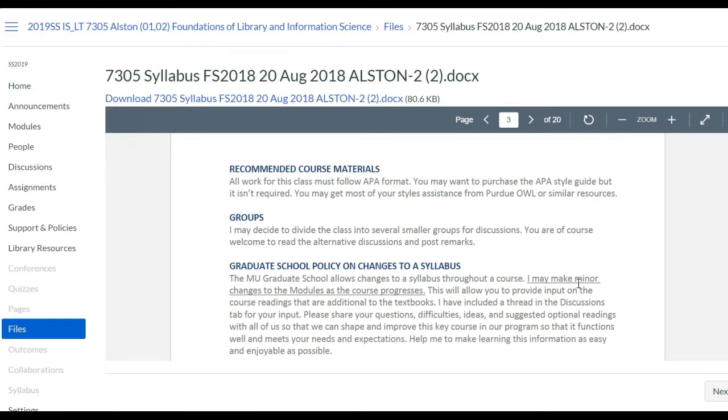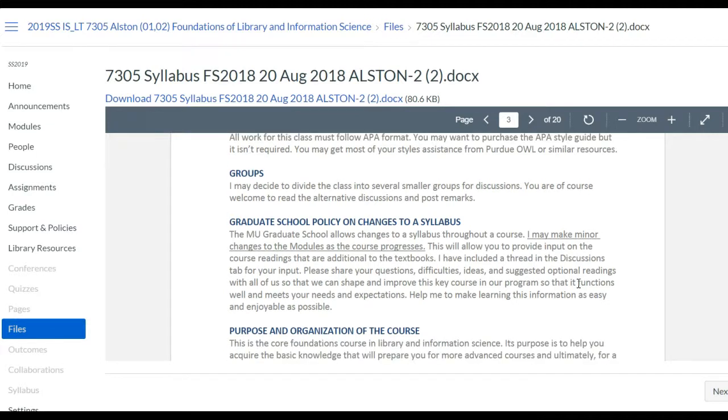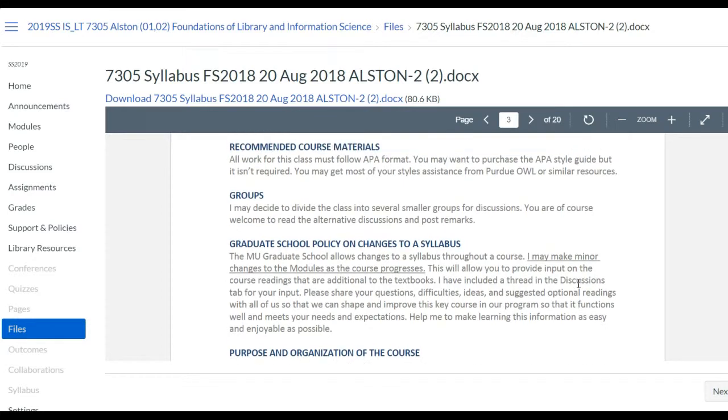Recommended course materials, I only accept APA. So you don't necessarily have to purchase the APA style guide. You can probably get by on the Purdue OWL, honestly. But I am checking for format when I grade assignments. So if your APA style is wrong, I am going to mark you down a little bit, but I'm also going to explain why it's wrong and urge you to re-look at the APA styles, okay? Groups, I haven't decided yet whether or not I'm going to divide you all into some smaller groups for some things, but it remains a possibility.